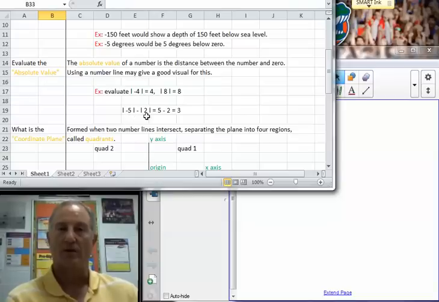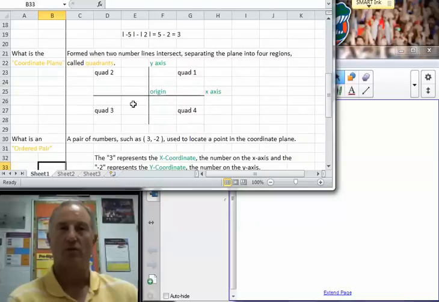If you want to combine this into an operation of subtraction, the absolute value of negative 5 minus the absolute value of 2, that becomes 5, because that's the absolute value of negative 5, minus the absolute value of 2, which is 2. 5 minus 2 is 3. So you take the absolute value first and then do the operation. All right, that's absolute value.